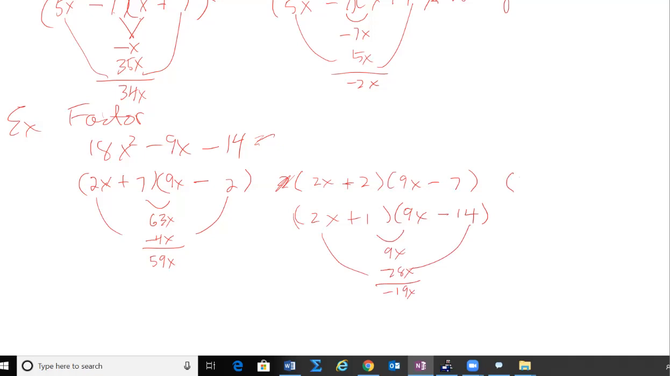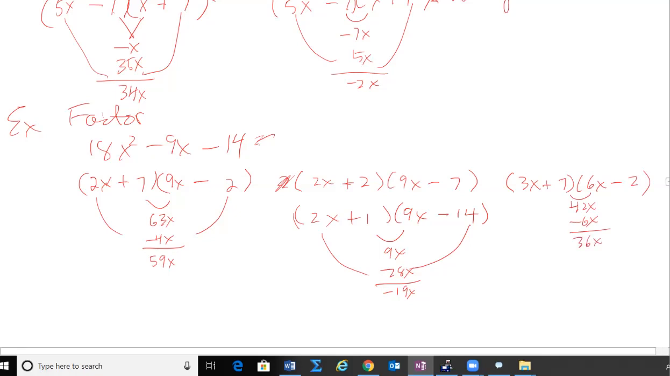Let's try, we didn't do this. Let's try 3x and 6x. Let's try that, since that's also 18x squared. And then we'll go back to our 7 and our 2. Let's see what happens with one minus and one plus. Let's check it out. 42x and a negative 6x. That doesn't work. That's going to give you what? 36x, right? So no good.